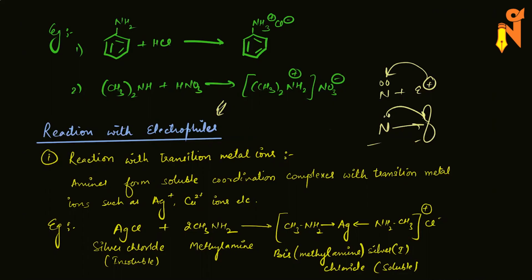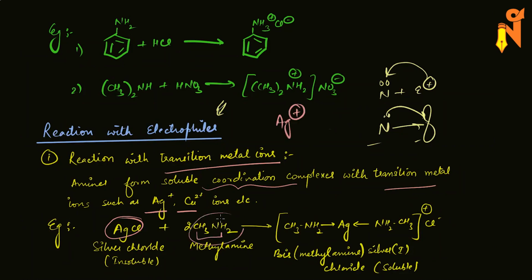Very common reactions are the reactions with transition metal ions. For example, Ag plus, Cu2 plus, all these transition metals tend to form soluble coordination complexes whenever they react with amines. So look at this salt over here, AgCl. It is Ag plus basically, and we have CH3NH2. This is the amine I have. The pair of electrons over here, and we will have some empty d orbitals and empty orbitals in Ag. So nitrogen will give its electron pair to Ag and form the complex over here.